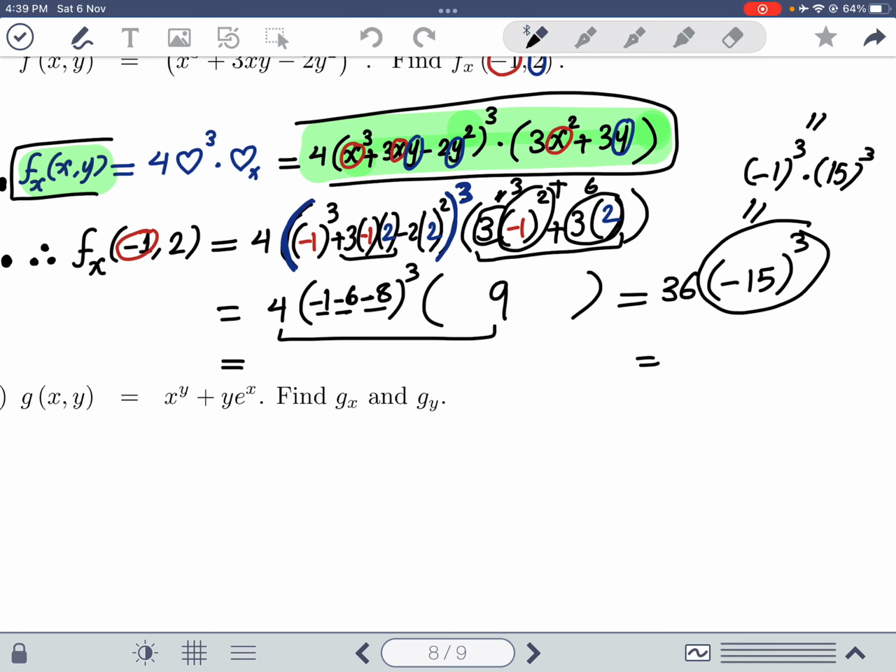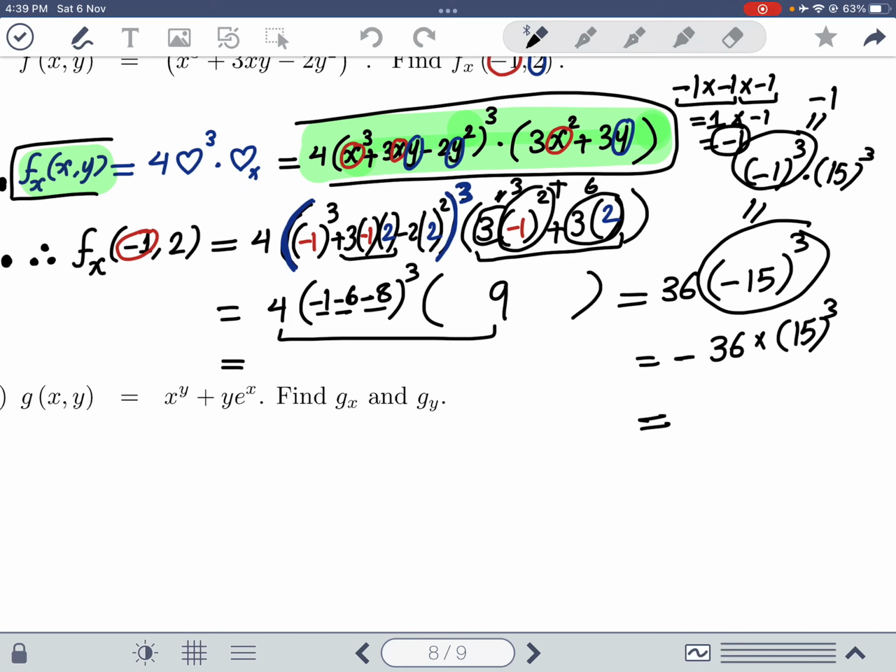And this is minus 1 cubed, which is minus 1 times minus 1 times minus 1. These two together give me 1, and then there is another minus 1. So minus 1 is the answer to this. And this is 15 cubed. So the minus comes outside, 36 times 15 cubed. Just wanted to tell you that the minus can come outside.